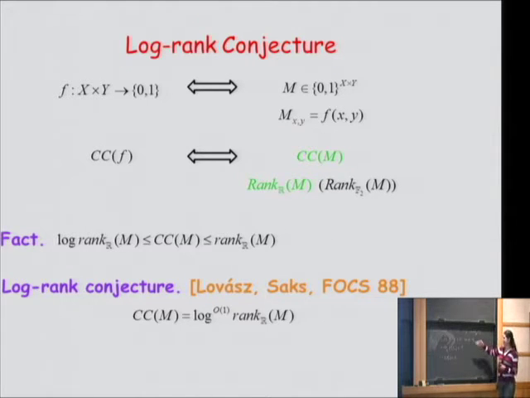However, this does not contradict the logrank conjecture, because the rank of this function over the reals is something like 2 to the n minus 1, I think. But it's still a lower bound, right? For any field, it's always a lower bound on the communication. Yes. One thing which is always true is that the rank over the reals is lower bounded by the rank over F2. For a 0-1 matrix, I will talk about this later, but the log of the rank over the reals is lower bounded by the log of the rank over F2. Also the upper bound: it's at most the rank over any field.